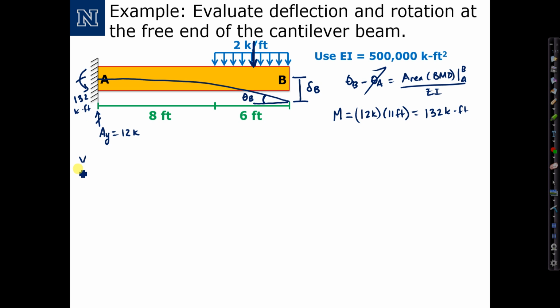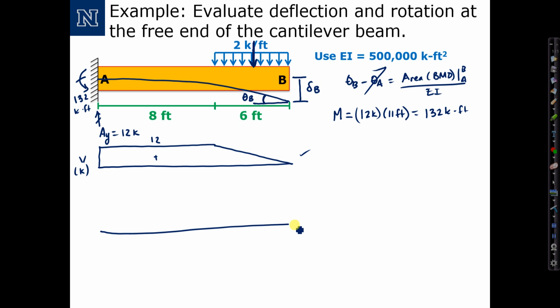Let's work by drawing the shear force diagram. Shear force in kips jumps up to 12 kips and then decreases linearly back to 0. This value here is 12. 12 minus 2 times 6 does come back to 0, so that one looks good. Draw my moment diagram. I'm going to leave a little bit of extra room here. Make sure I have my lines extending downward.